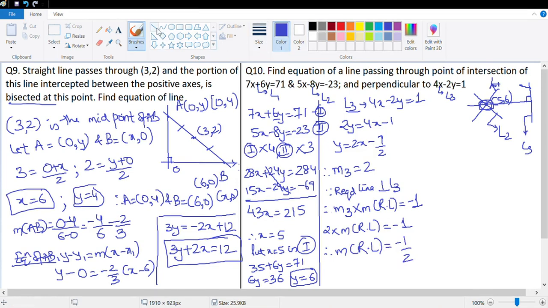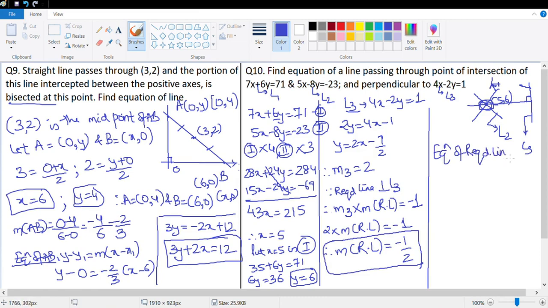Perfect. So I need to find the equation of a line which passes through (5, 6) and the slope of this line is -1/2. So equation of required line will be given by y minus y1 is equal to m times x minus x1. So y minus 6 is equal to m, which is -1/2, times x minus 5.